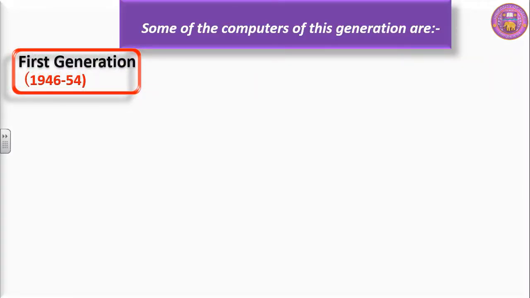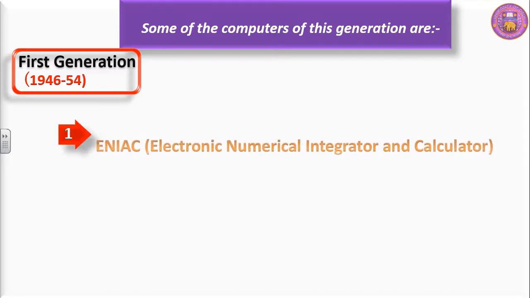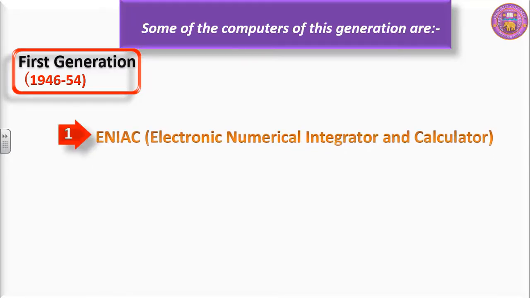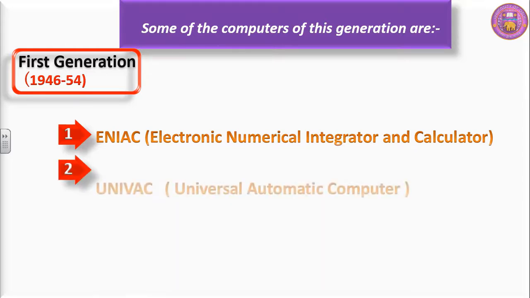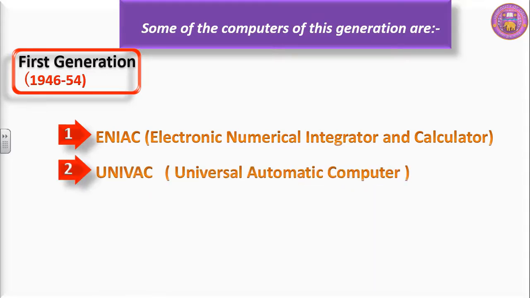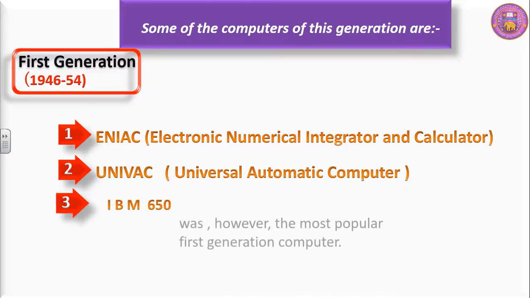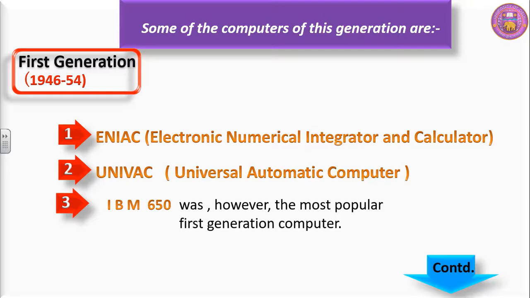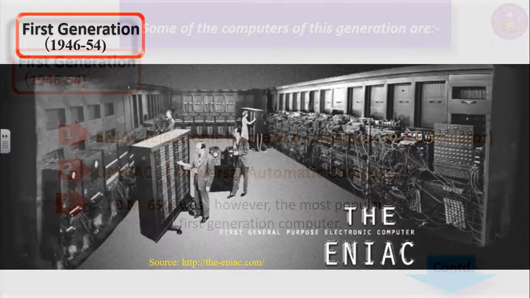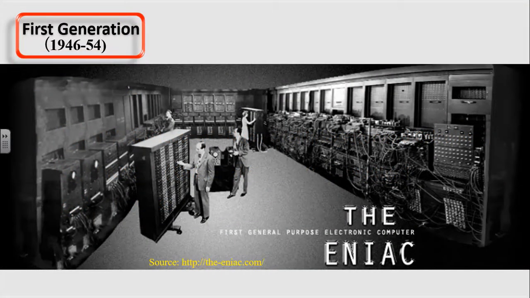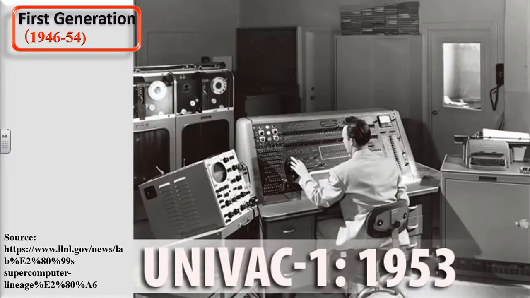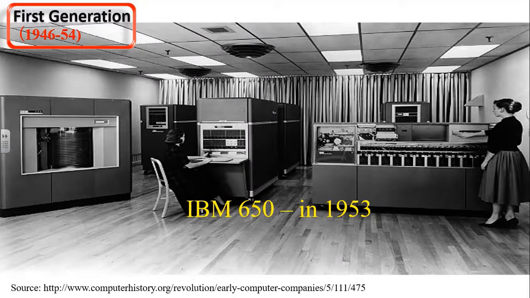Some of the computers of this generation are ENIAC, Electronic Numerical Integrator and Calculator. UNIVAC, Universal Automatic Computer. IBM 650. It was the most popular first generation computer. This is the ENIAC computer. This is UNIVAC computer in 1953. This is IBM 650 in 1953.